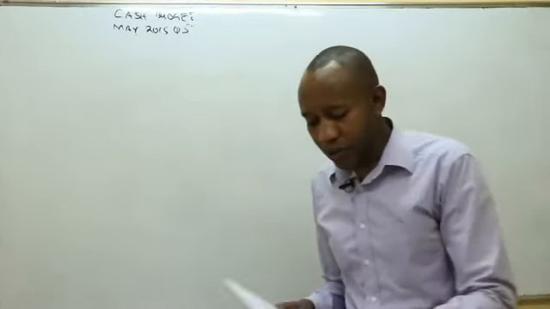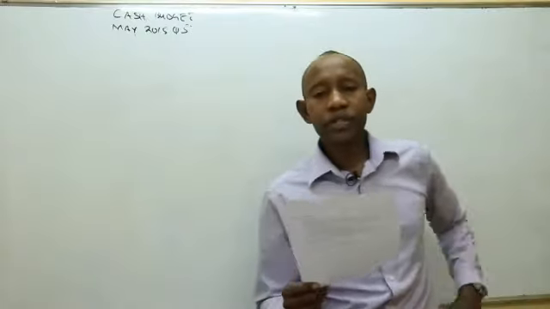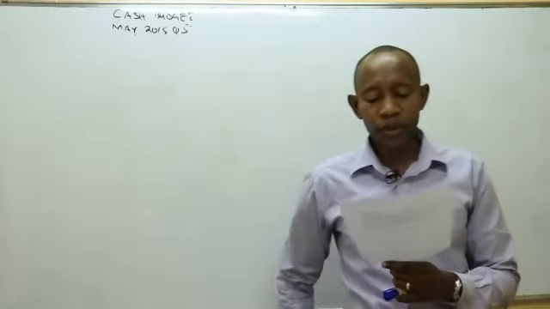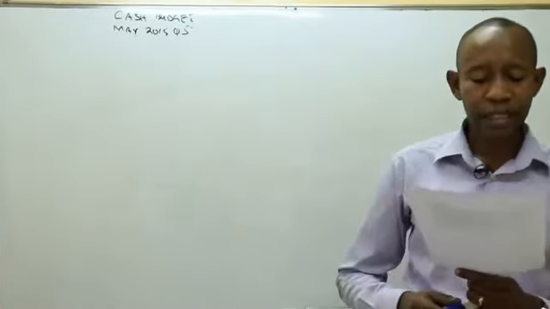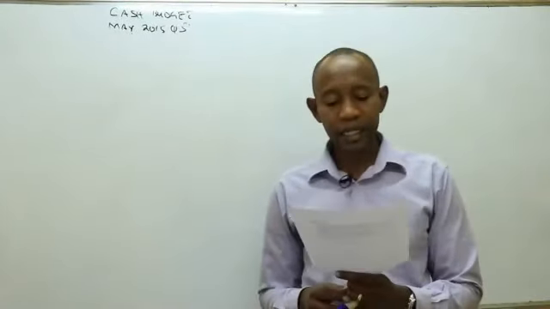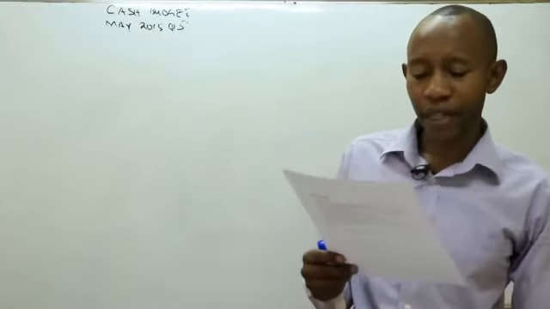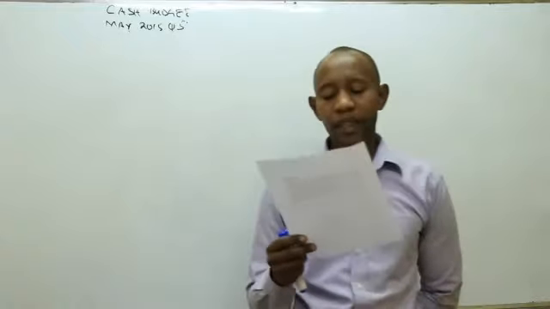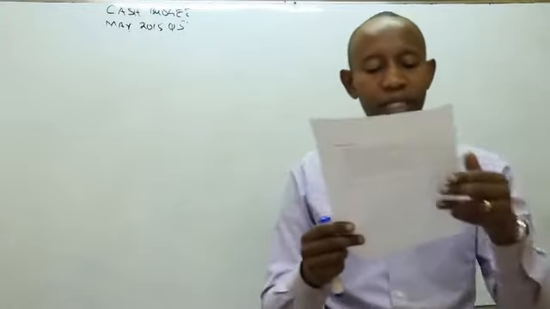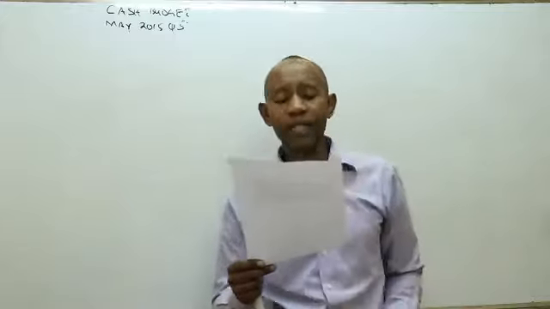Okay, so allow me to read through the question. I'll read this very fast. We say that the following forecast relates to J. McKinney Limited. Forecast revenue and cost for the quarter ending 30th June 2015. So we've been given April, May, and June. And then we have the direct material purchases of 112, 100,000, 135,000, followed by wages. Then we have overheads, these are for production. And then we have admin. Then we have selling and distribution. Then we have the sales.